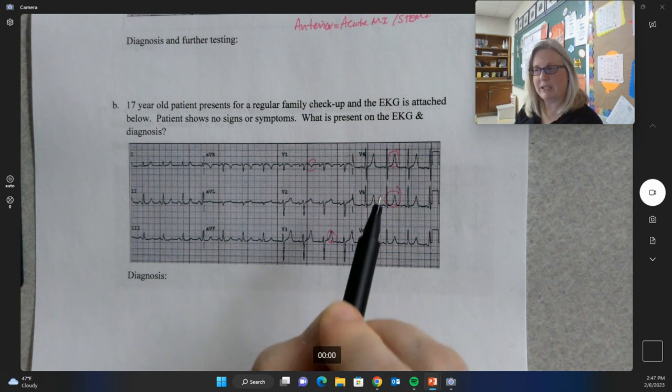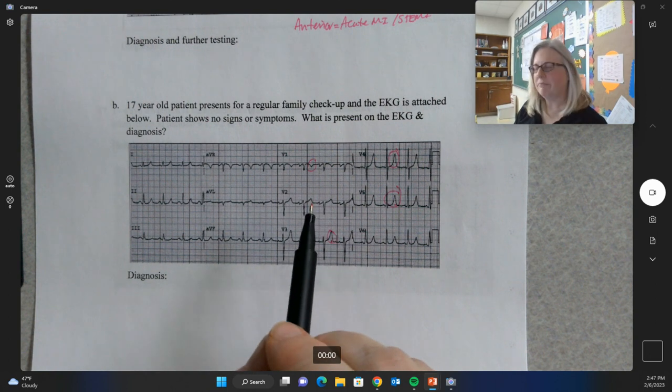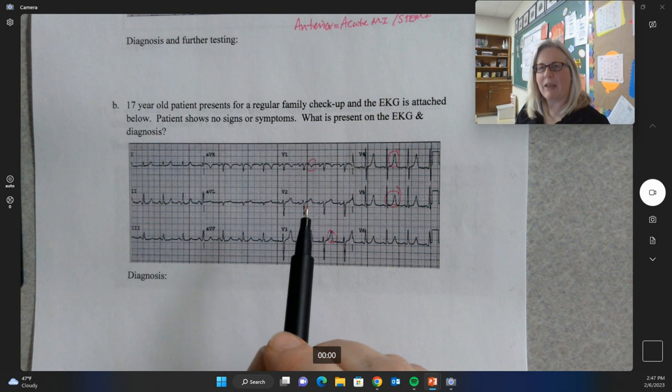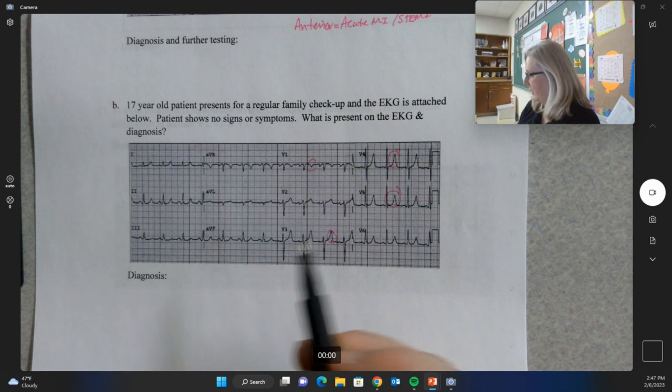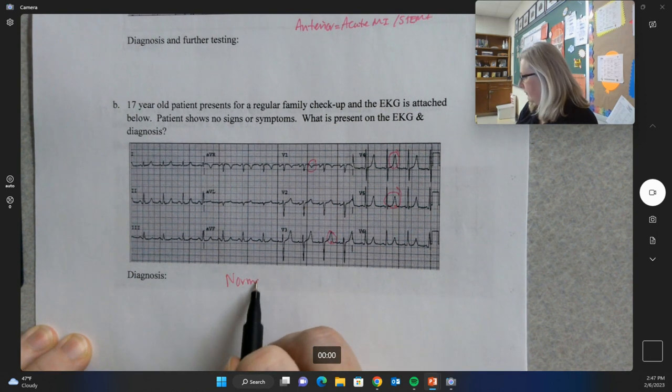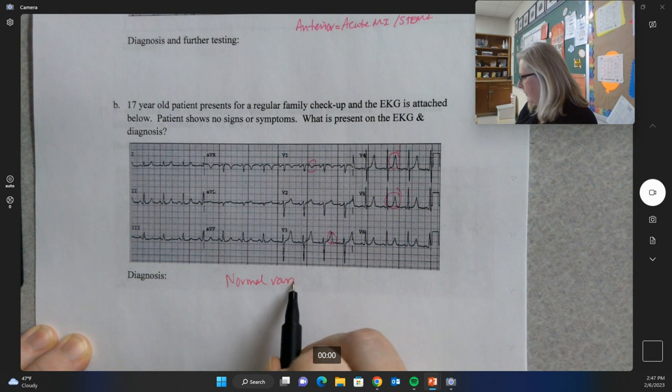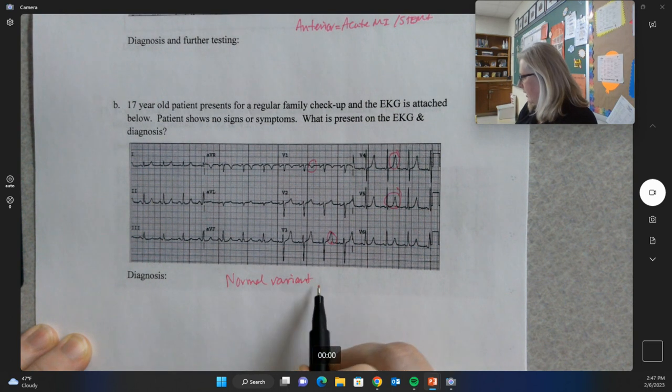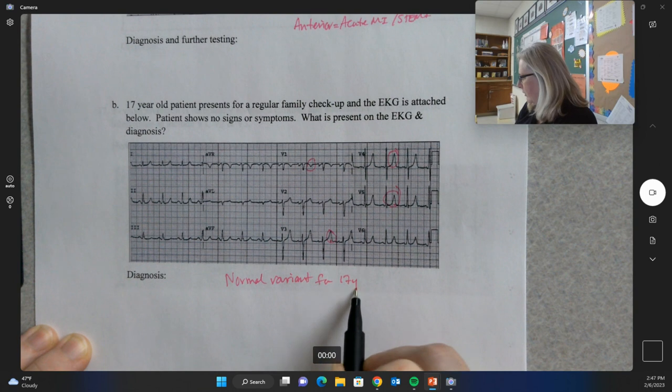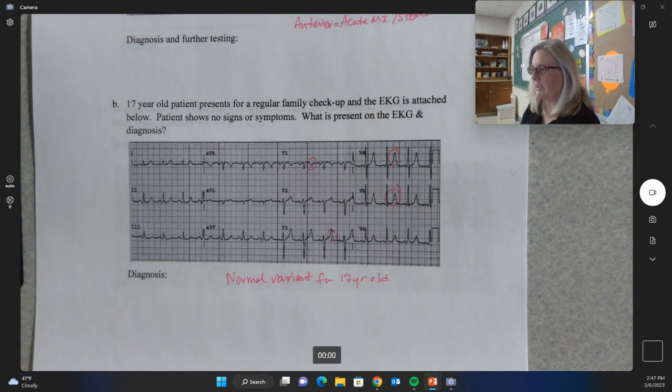We do have these peak T's though, but he's 17. He has no symptoms. Probably an athlete. This is very normal. This is a normal EKG. Normal variant for a 17-year-old. That's a very normal variant. No big deal. No further testing needed at this point.